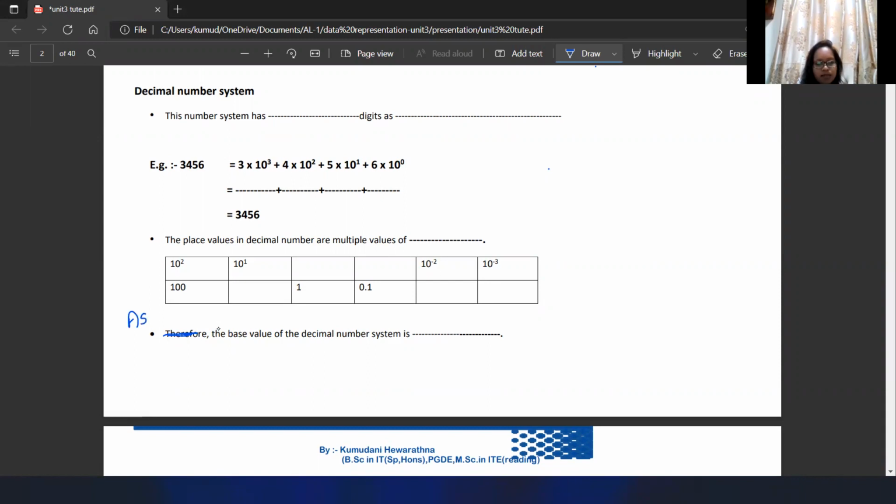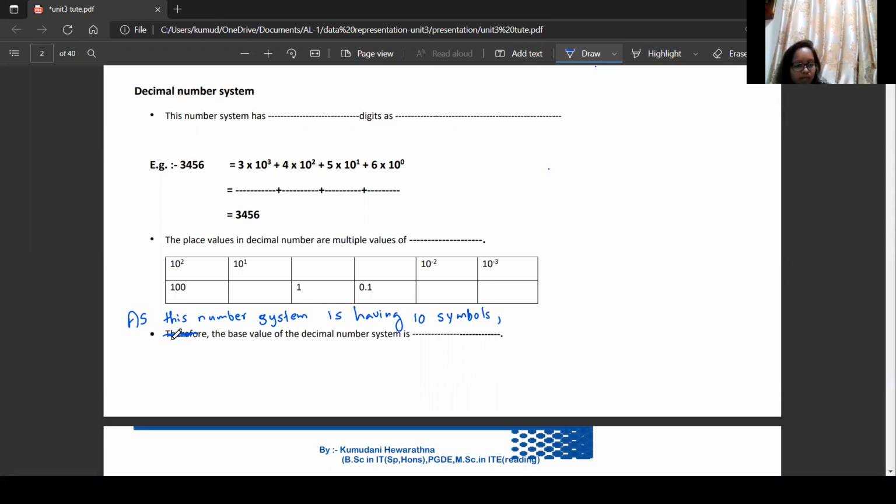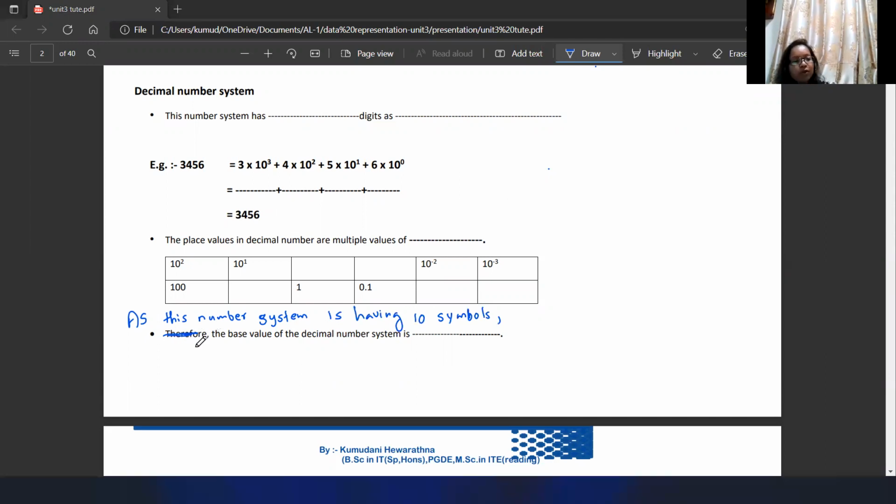As this number system is having 10 symbols, therefore, you don't take that one. Instead of therefore, you have to write this way.